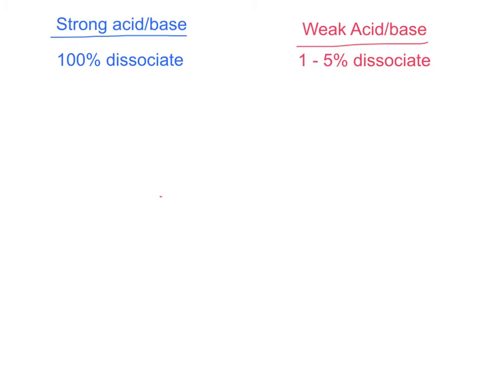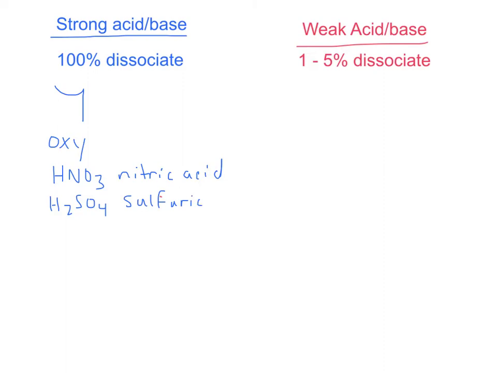The strong acids are swoop and down, and the swoop is the oxyacids, and the 3 oxyacids are HNO3, which is nitric acid, H2SO4, which is sulfuric acid, and HClO4, which is perchloric acid.